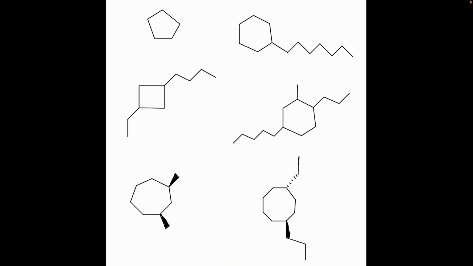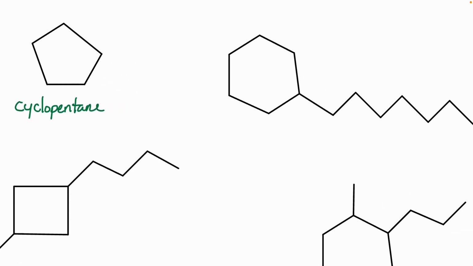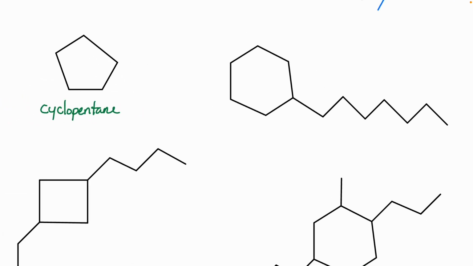All right, so let's go through these. Remember, when we're doing our cyclic alkanes, they have that cyclo prefix. This would be cyclopentane because it's a 5-carbon ring. If we have our ring with our substituents, the parent chain is always going to be the ring. So it doesn't matter that this substituent right here is actually longer than that parent chain. That's perfectly fine if we have a ring.